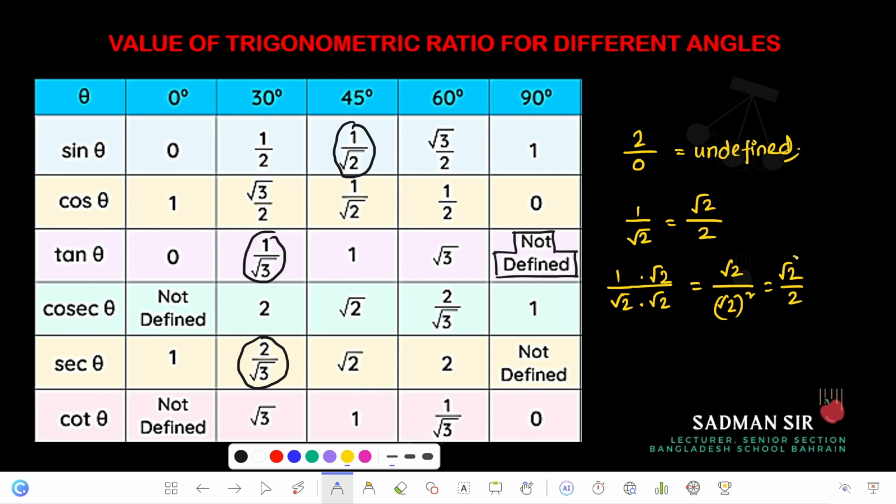But remember, if you have a value in the calculator like this, you cannot write it in this way, rather you have to write 1 by root 2. So please be careful about that. All other values you can get from the calculator itself, no problem. I hope that was pretty much the discussion on the value of trigonometric ratios for different angles. I hope you understood, and if there is any doubt, do not hesitate to let me know through the comment section.